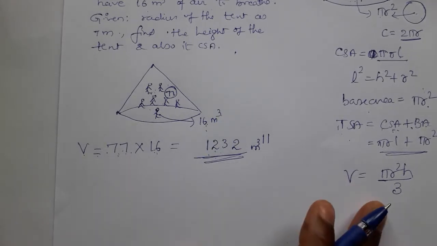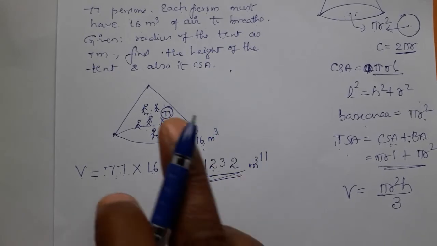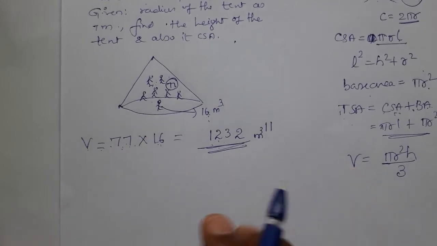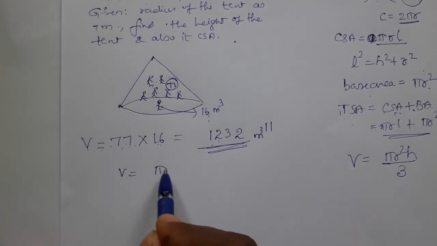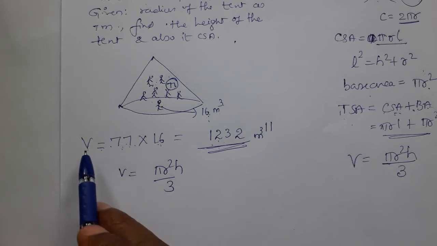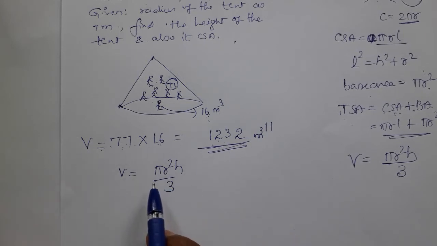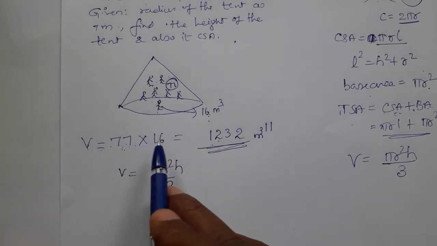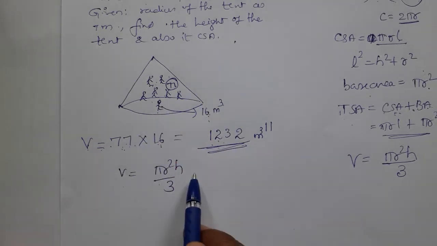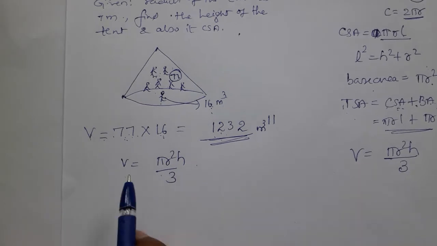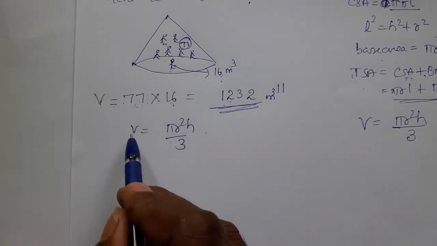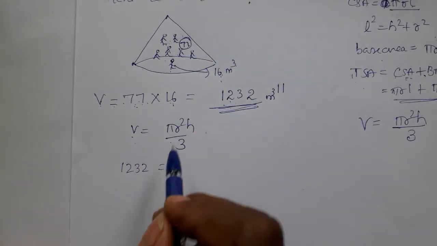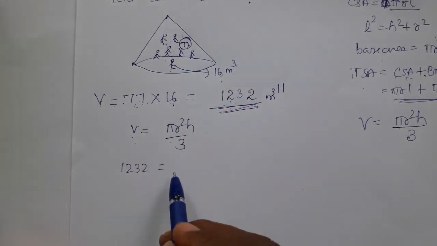Now we got the volume, 1232, by directly multiplying number of persons into 16. But actually for volume we have another formula, pi r square h by 3. Why are we using it once again? Look at this: the volume of the cone we got by the other method, that means number of persons into 16. But we have to use the volume formula again to find the unknown. So volume is equal to pi r square h by 3. Now the volume of the cone is 1232, which we got by multiplying the number of persons into 16 meter cube of air each.